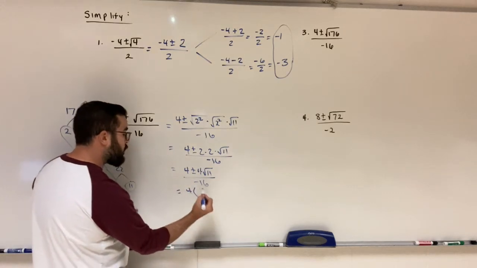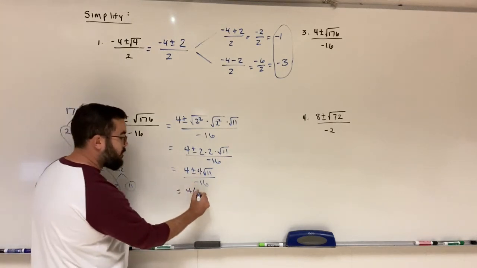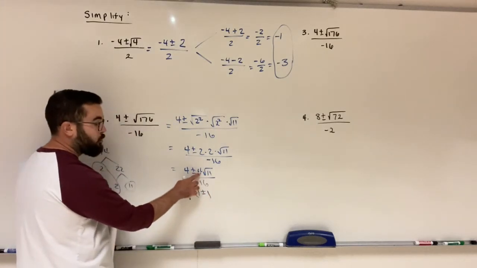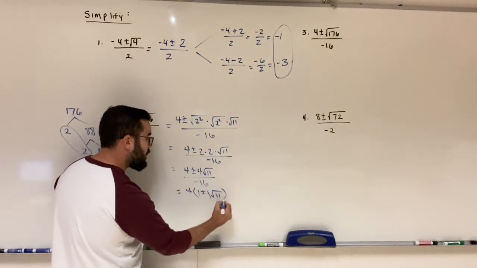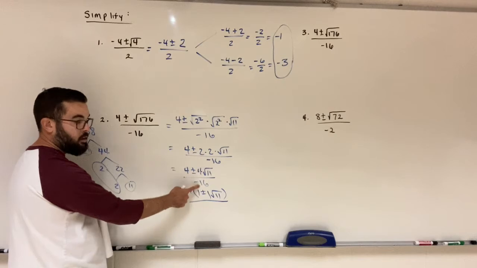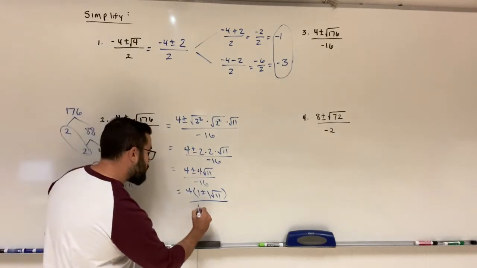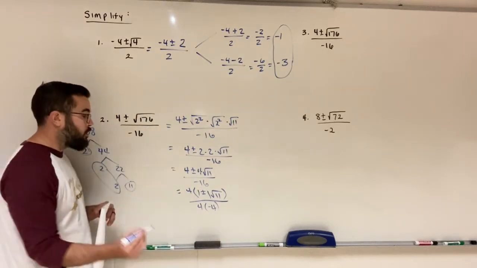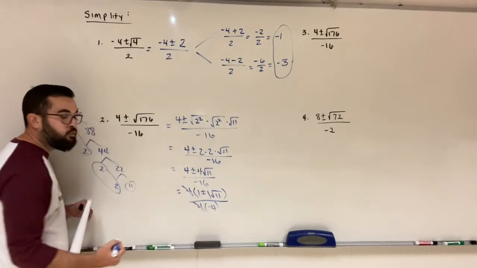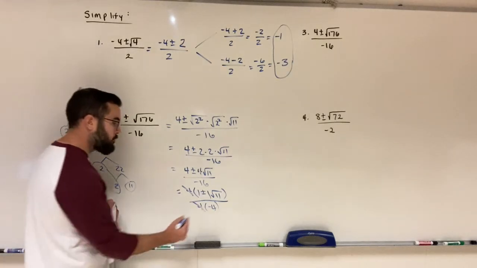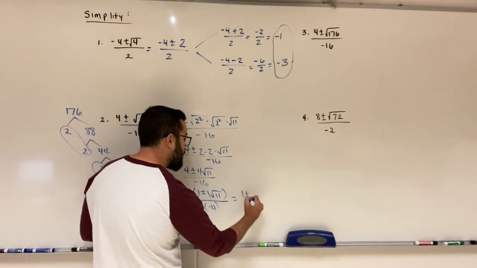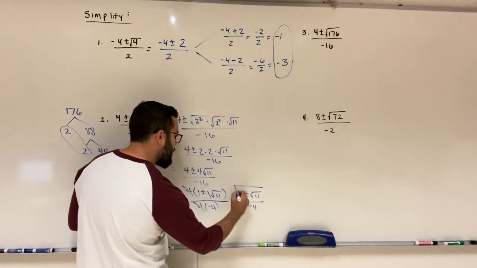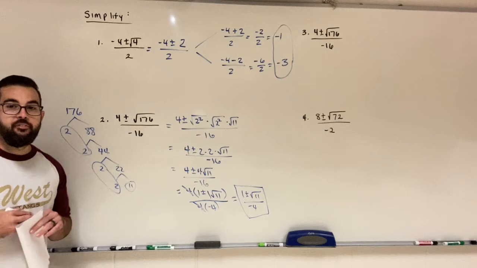So I have, when I factor out a 4, from this I just have 1 plus or minus. I factored out this 4, so it's going to be 1 times the square root of 11 over, I'm going to factor out a 4 from -16, so I have 4 times -4. Now why would I want to do that? Well, now this 4 and this 4 cancel out, leaving us with 1 plus or minus the square root of 11 over negative 4. And that is fully simplified.